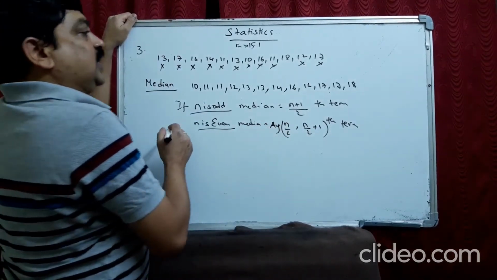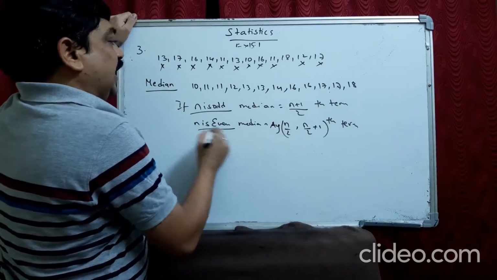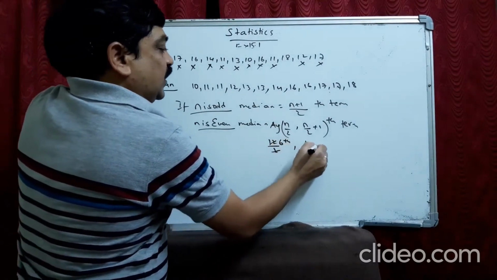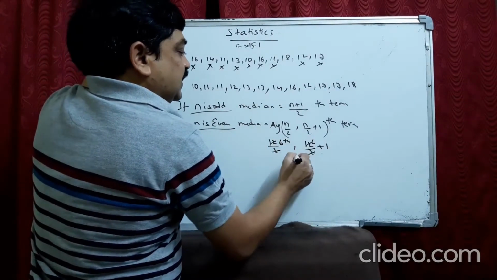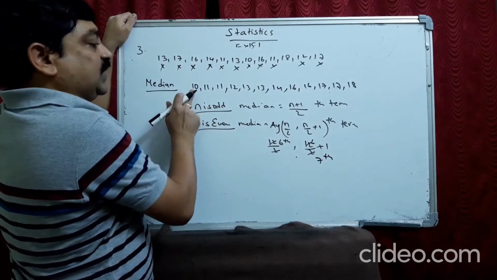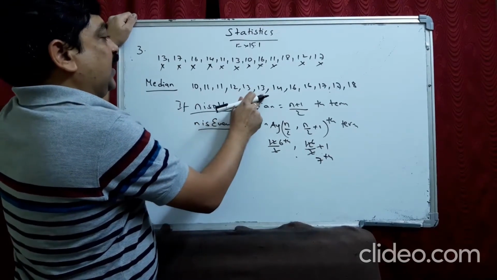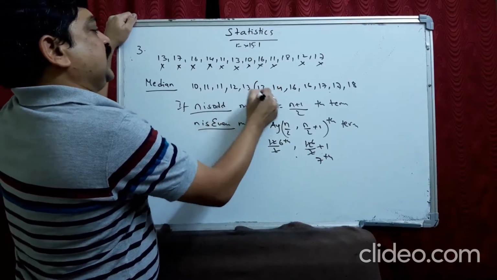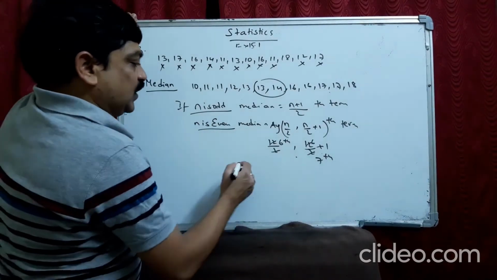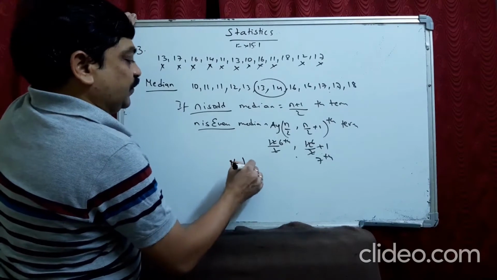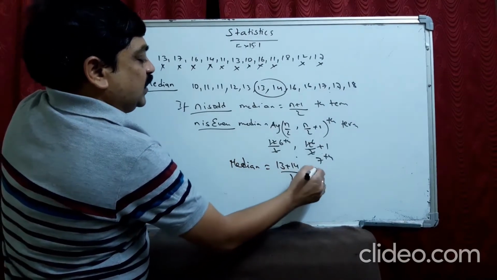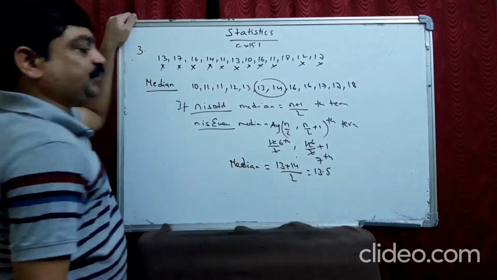So let us find what the n by 2 term is here. n is 12, so 12 by 2 is the 6th term, and 12 by 2 plus 1 is the 7th term. We have to take the average of the 6th and 7th terms, that is, the average of these two. So median is equal to 13 plus 14 by 2, which is nothing but 13.5.